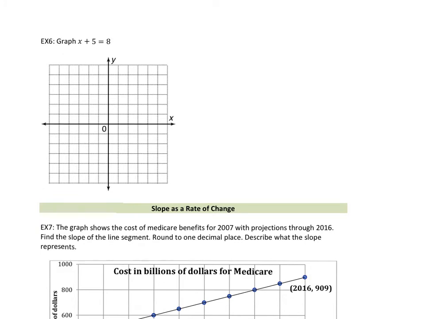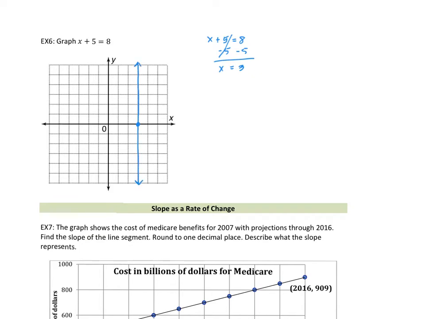In example 6, my equation only has x. It does not have a y value. However, I don't like it the way it's written. Notice that this is x plus 5 equal to 8. It would be really nice if I could just get the x by itself by subtracting 5 from both sides. So my x, these cancel, will be equal to 3. I could see that I'm just going to go on the x-axis to a positive 1, 2, 3 and draw my vertical line. And that's all I have to do.